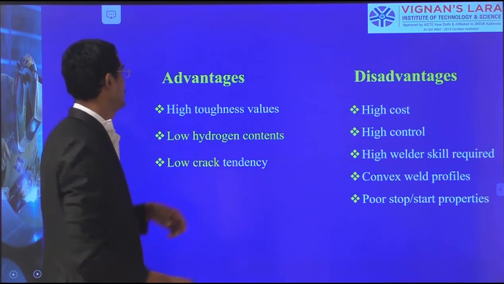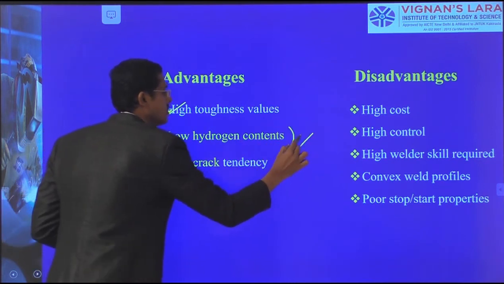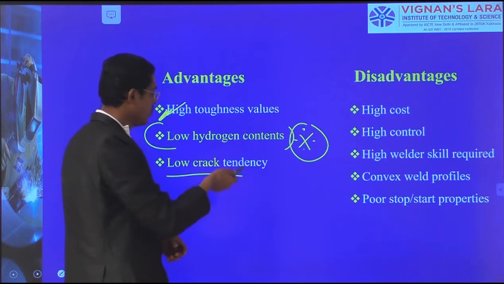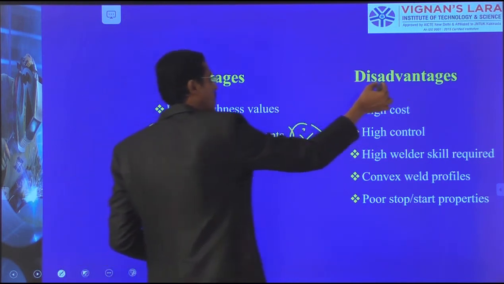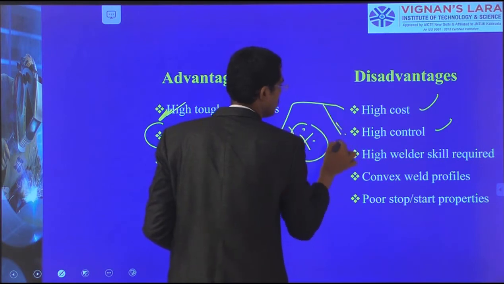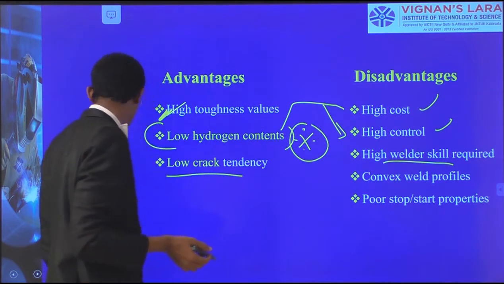What are the advantages? We get high toughness, low hydrogen, very important, low hydrogen and no cracks. So disadvantages: high cost, high control. If this is not there, obviously these two are increasing. High welder skills needed and convex welds can be done.